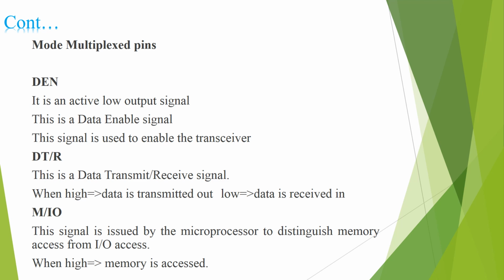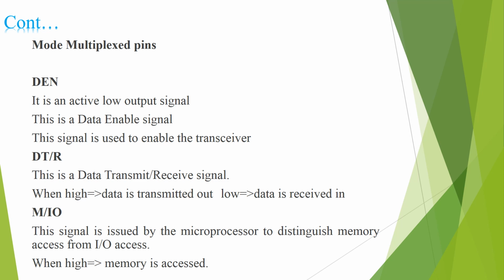After that, different mode multiplexed pins. DEN. It is an active low output signal. This is the data enable signal. This signal is used to enable the transceiver. Next is DT/R. This is data transmit as well as receive. DT means data transmit, R means receive. When this signal is high, data is transmitted. When this signal is low, data is received.